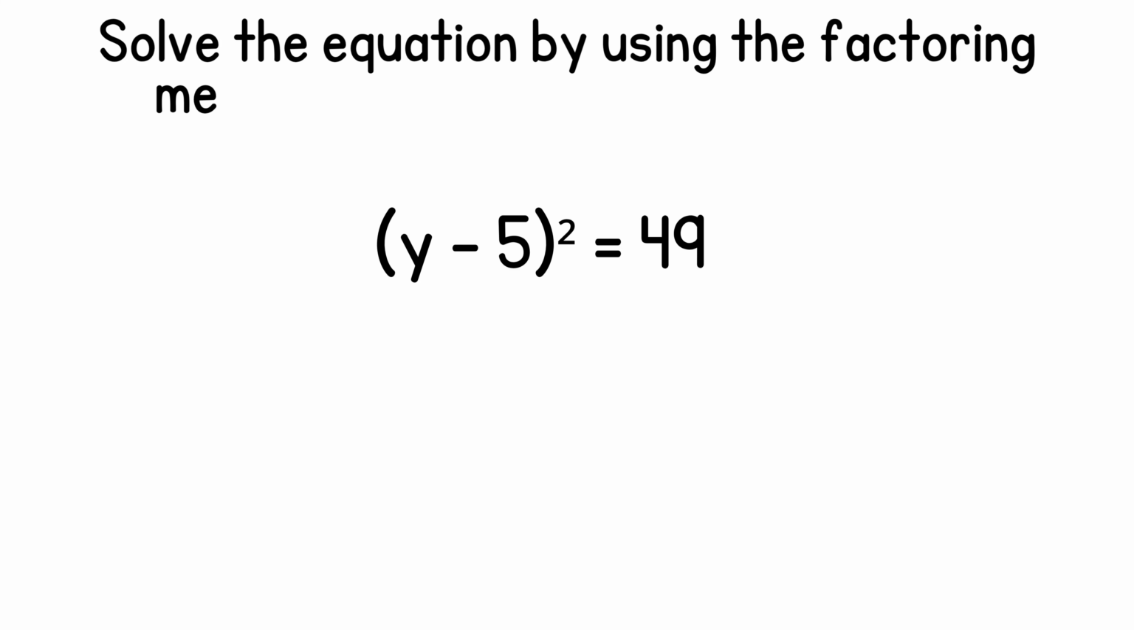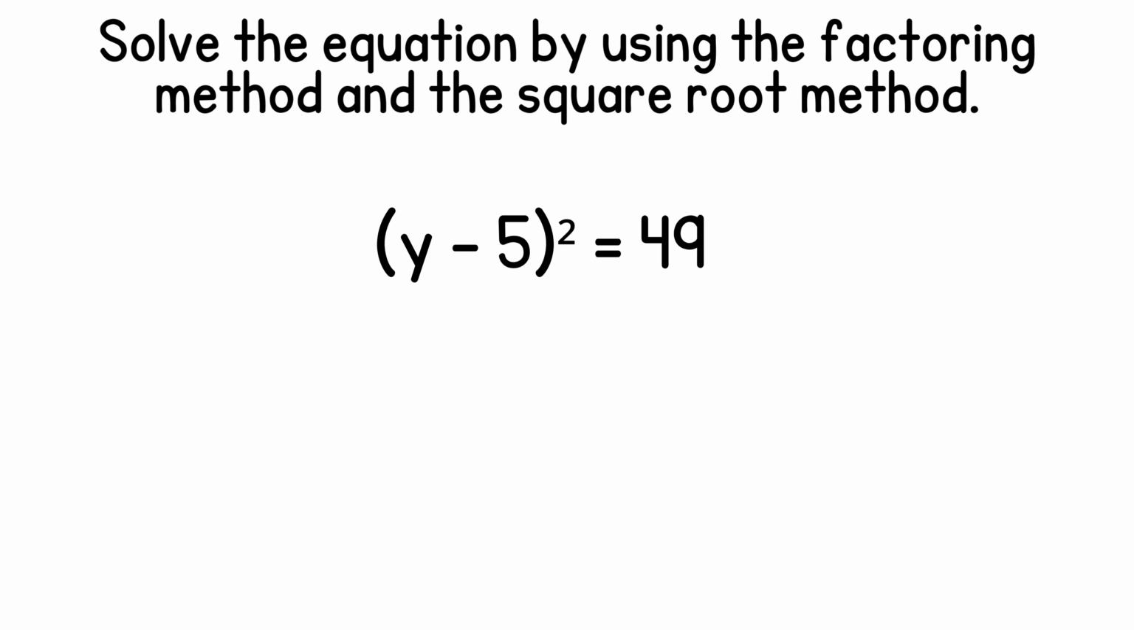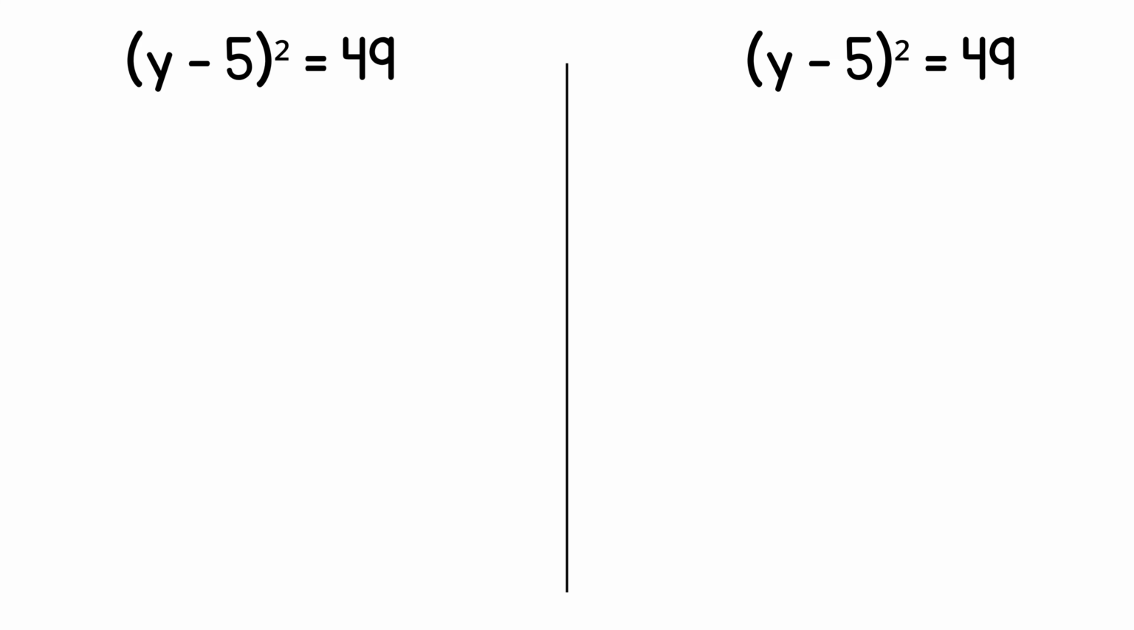Here's another example where we'll try using the factoring method and the square root method. We'll put them side by side so we can see if we get the same solutions at the end. So we'll start on the left with the factoring method. Since this is a perfect square and we want to expand it, our first term will be y squared. Our second term will be our factor times 2, which will be negative 10. And our constant term is found by squaring our factor, so this gives us 25. Now we'll set it equal to 49.